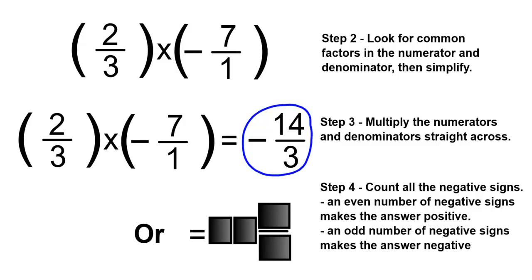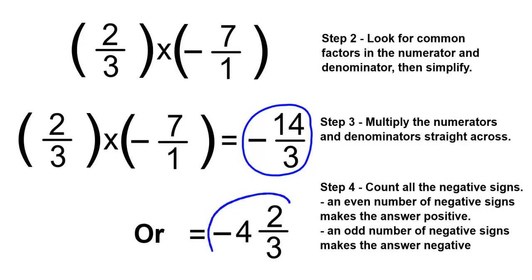This is the answer written as an improper fraction. Or we can write the answer as a mixed number. As a mixed number, this will be 4 and 2 over 3. And again, the answer will be negative. So negative 4 and 2 over 3 is the answer as a mixed number.